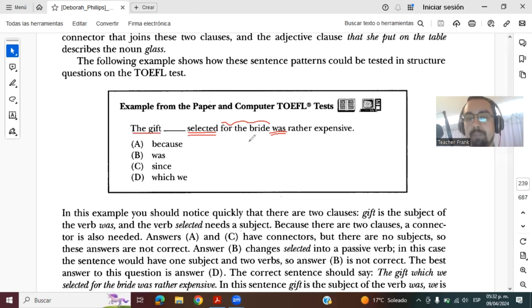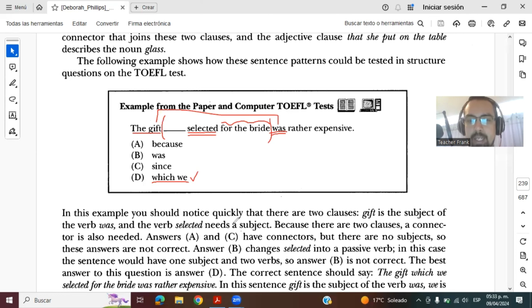It could be the object that I'm going to describe, but it seems that "was" is actually going to be the original verb, right, of the gift. So the gift was rather expensive, and this is going to be my extra information. So we need a connector and a subject. Because "which" is only a connector, "was" is a verb, we don't need a verb. So here we have a connector and a subject. The gift, which we selected for the bride, was rather expensive, and this one is correct.